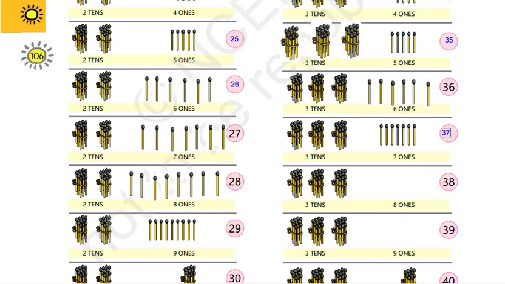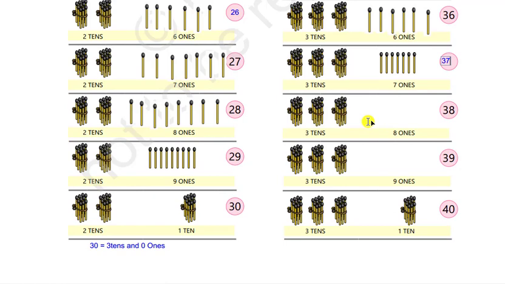Next is 38. Here there are 3 bundles of matchsticks. Each bundle contains 10 matchsticks and 8 ones, means 8 loose matchsticks. So here we have to draw 8 loose matchsticks. So here I have drawn 8 loose matchsticks, which is equal to 8 ones.